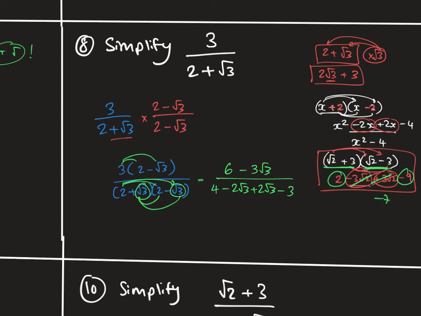Now, hopefully you guys can see at the bottom here, these ones will cancel out, leaving us with 4 minus 3, which will give us 1. And on the top, 6 minus 3 root 3, all over 1. Okay, so the final answer will be 6 minus 3 root 3.